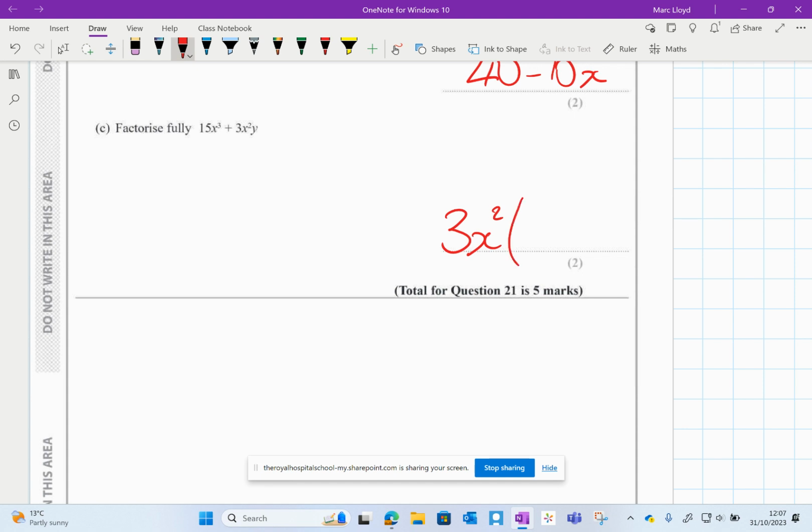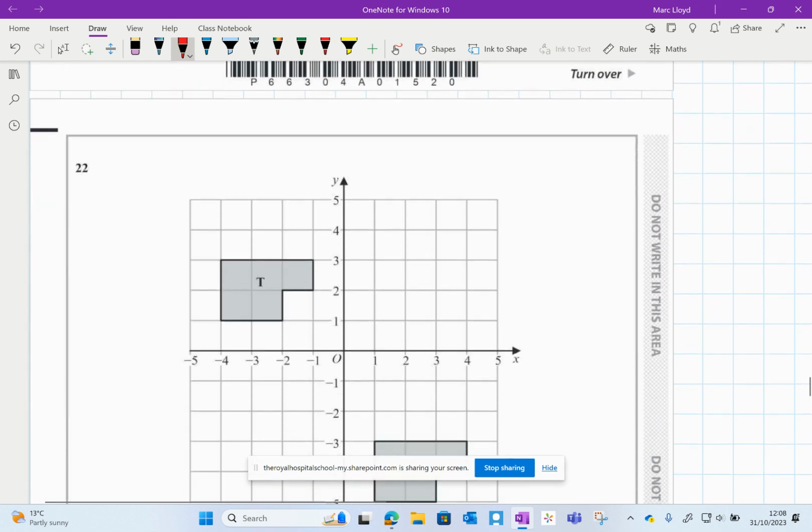Okay, into the bracket, and we just simply divide these now. So 15 divided by 3 is 5. X cubed divided by x squared is x. I'm done with that term. 3 divided by 3 is 1, not 0, 1. X squared divided by x squared is 1. Again, not 0, it's 1. And then there's nothing to divide the y by, which means we just have y on its own in that bracket. And we move on.